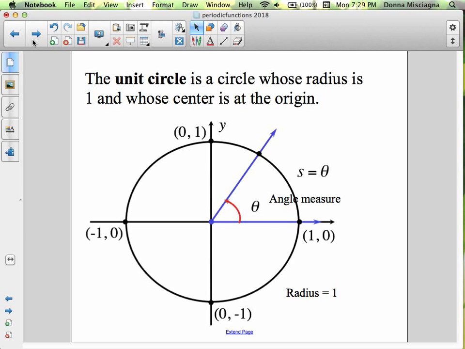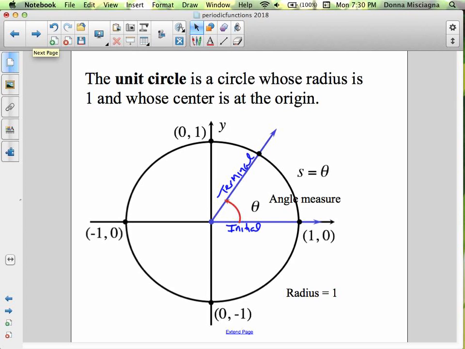A little vocabulary for you. It's in your notes. A unit circle is a circle whose radius is 1 and whose center is the origin. Notice where theta is, the angle measure. That would be in standard position. So this is the initial side and this is the terminal side. We're going to be using those angles that we learned about in the trig ratios portion to be able to graph, because that's going to play a part of this.